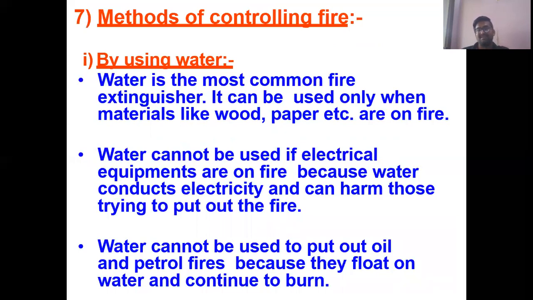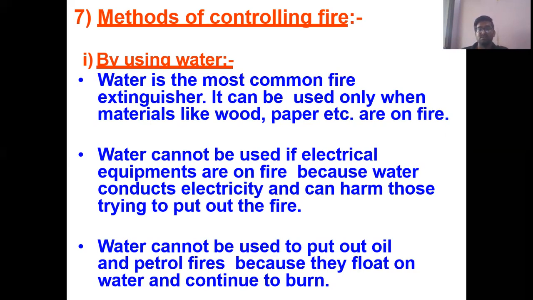Students, the methods for controlling fire. The first one is by using water. Water is the most common fire extinguisher. It can be used only when materials like wood and paper are on fire. Water cannot be used if electrical equipment is on fire, because water conducts electricity and can harm those trying to put out the fire, and a short circuit will happen.